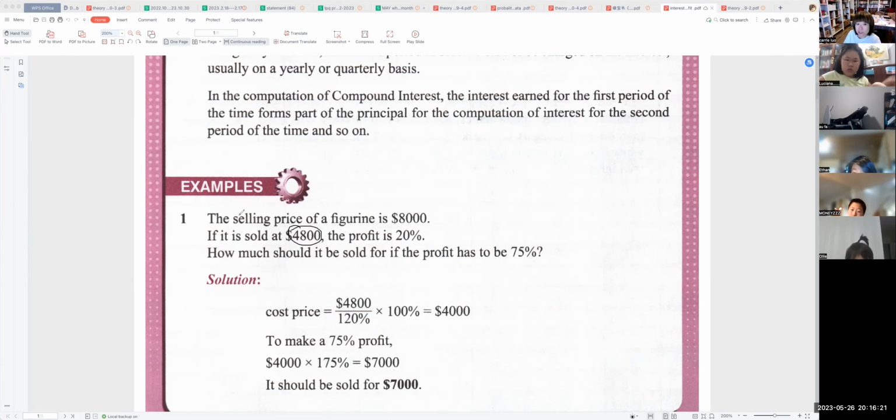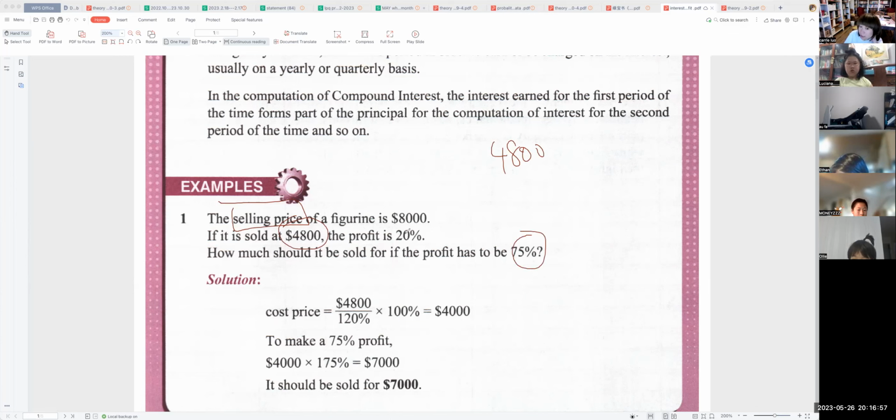I know the question said selling price is 8,000, especially when you're doing the math contest. OK, Jeff, Ollie, Alpha，有的时候题目就是这么坏。它上面写着 selling price，但其实真正的 selling price 是4800，是卖掉的那个钱。So that's the selling price. The profit is 20%. So how much should it be sold for if the profit has to be 75%?